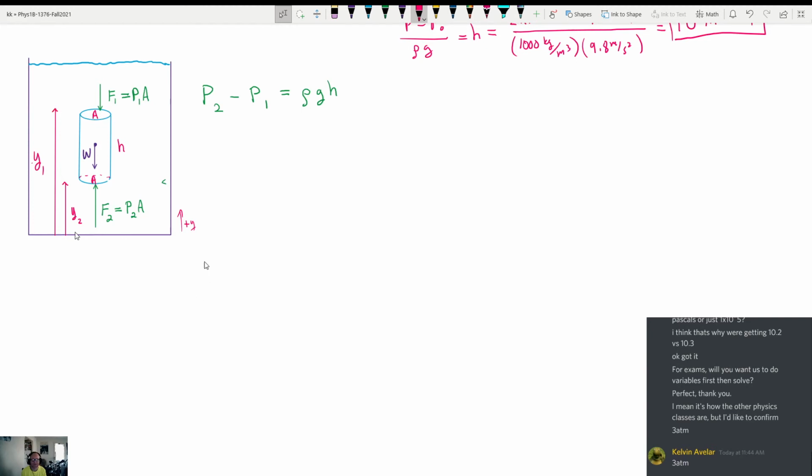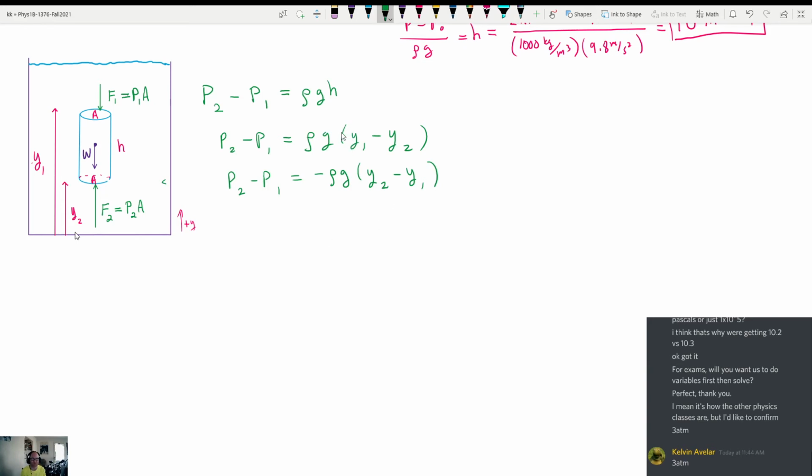Okay. And then what we can do is rewrite our equation in the following way. P2 minus P1 is going to be equal to rho times g. So now what would h be? Well, h would be y1 minus y2. Okay. I'm going to write this a little bit differently. I'm going to write it as P2 minus P1, and then I'm going to factor a negative sign out of here. So we can write it like this, negative rho g, and now it's going to be y2 minus y1.